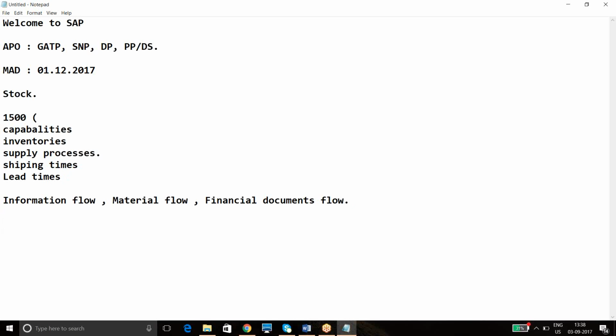So how would SAP be able to do this planning? If you see the supply chain operation reference model, do you know this? What is the supply chain operation reference model? No.